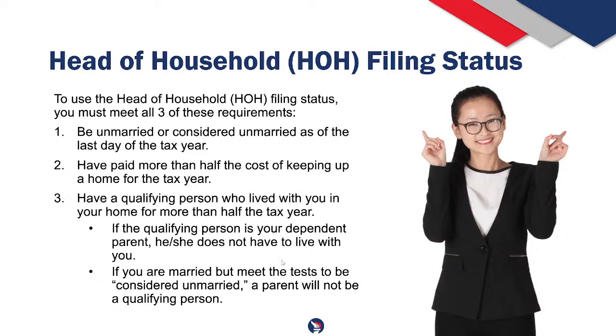If you're supporting a parent living at the rest home, living in assisted living, or living at their place, you can still do head of household, except for the considered unmarried. So if you're married but meet the test to be considered unmarried, the parent won't be the qualifying person under any circumstance. This is going to have to be a child.